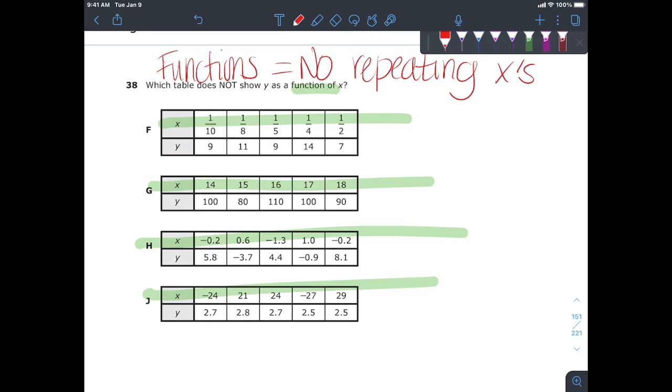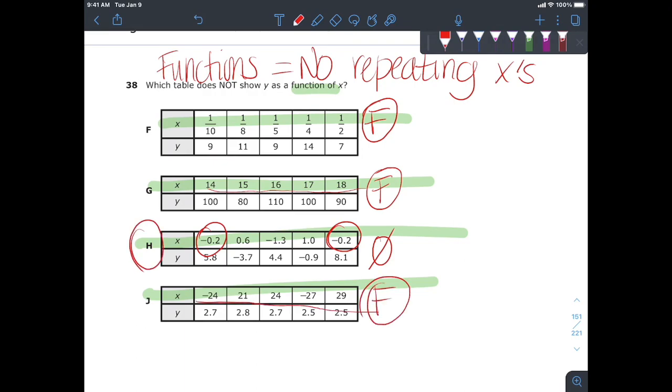I'm going to take a look at each one of these, and I see that these are all different. This is a function. I see these guys are all different. Function. I see down here, I see two of them that match. Not a function. And over here, they're all different. That's also a function. So I am still answer choice H.